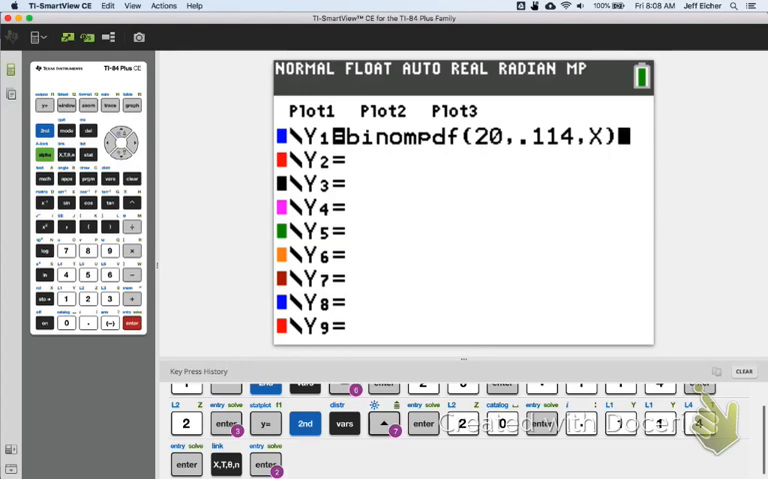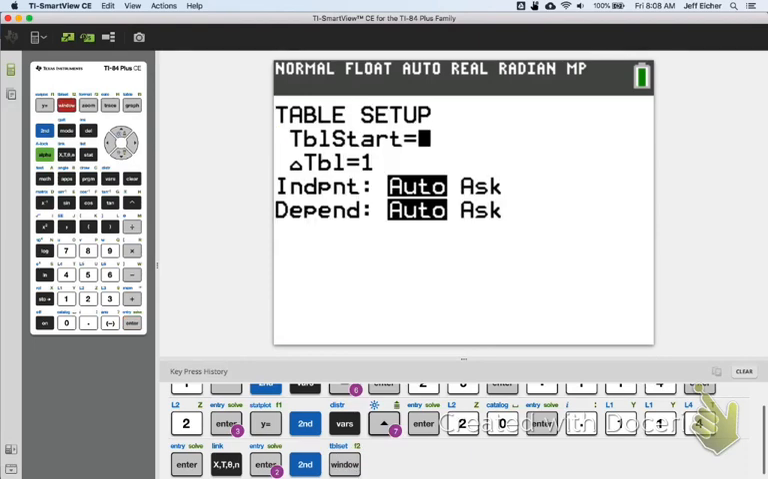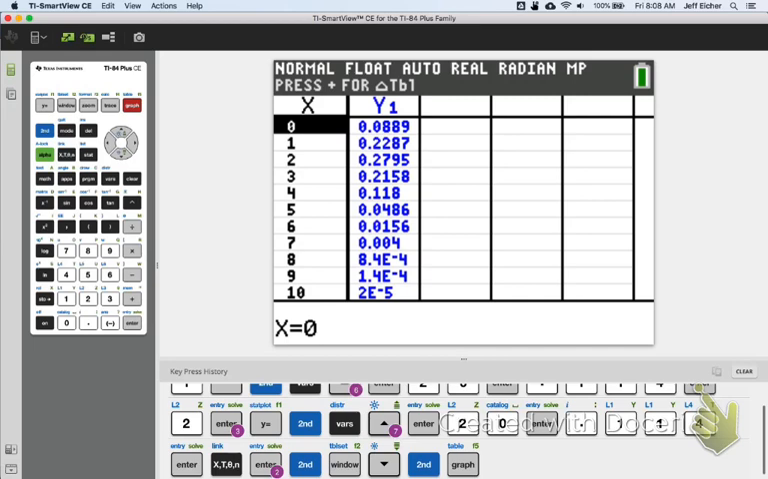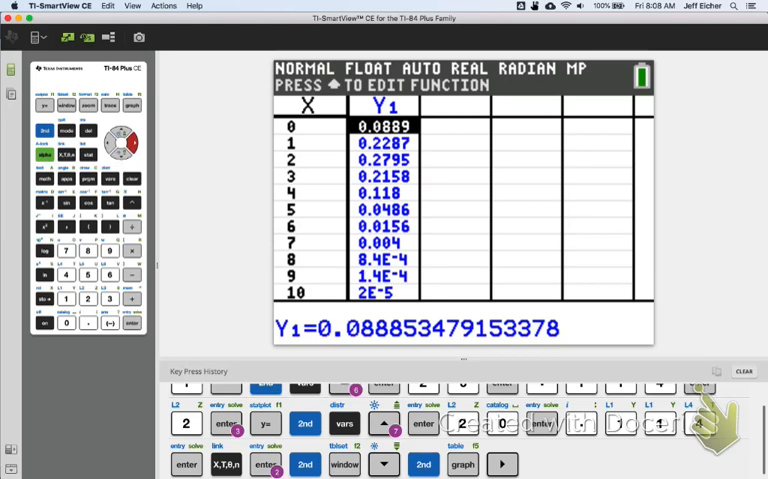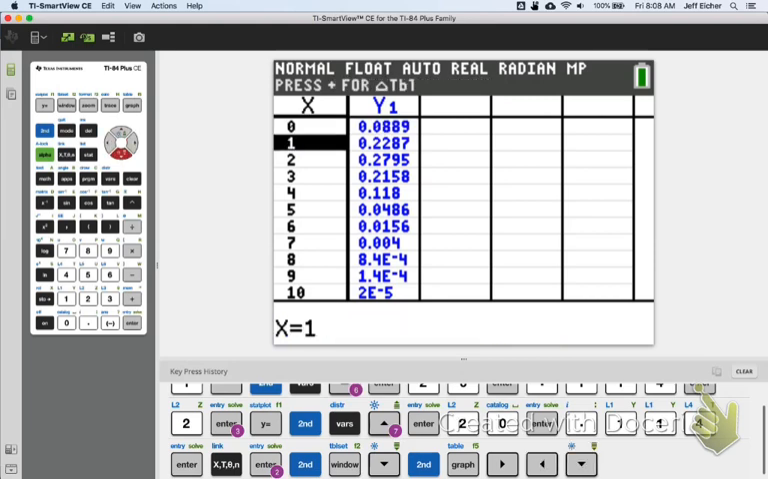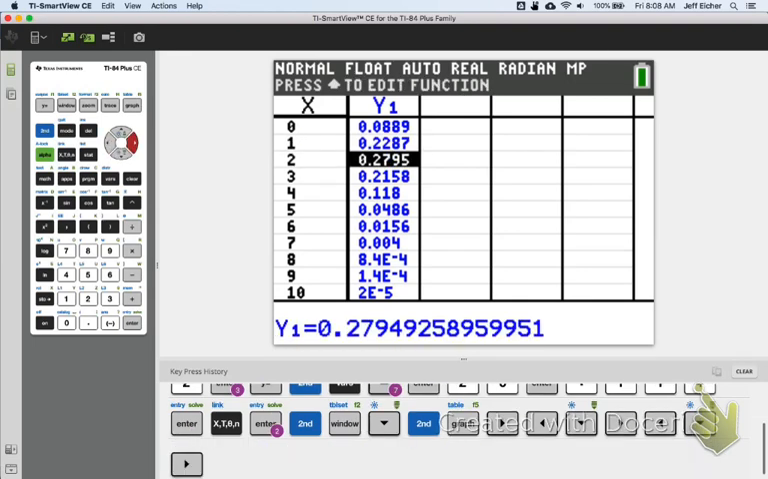But to make sure our table is working correctly, we have to go second window. We'll start it at 0, because 0 is our smallest case, and we'll count by ones, so the change in the table is counting by ones, and the independent variable and dependent variable are automatically calculated, so those are good. To see these values in the table, we type second graph, which is the table function, and notice what we have here. The probability of 0 is 0.0889, so that's 0.09. The probability of 1 is 0.23, and then the probability of 2 is 0.27.